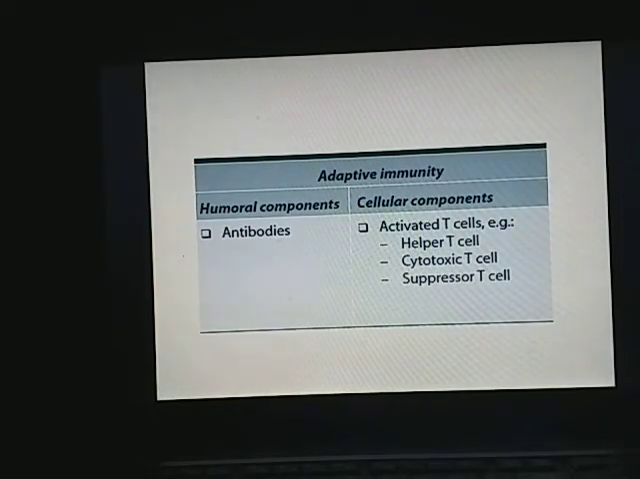Then the components of adaptive immunity. It also has two components, that is humoral components and cellular components. The humoral components of adaptive immunity are antibodies, which are specific, and the cellular components are the activated T cells, which include helper T cells, cytotoxic T cells, and suppressor T cells.